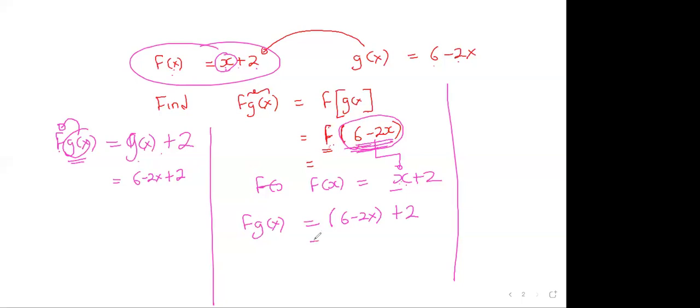Now, when you reach here, collect like terms. I have 6, I have that 2. So I'll say 6 plus 2 minus 2x, which will give me 8 minus 2x. I want to let you know that this is your answer. Once you get that, you have obtained it right.